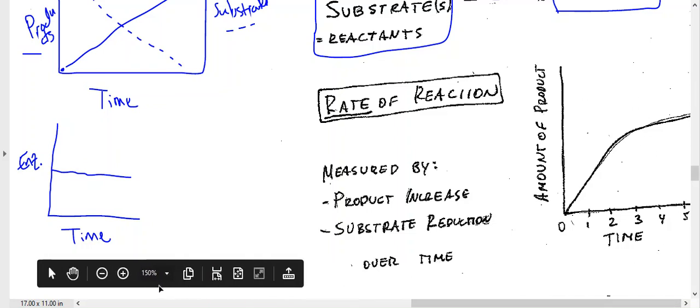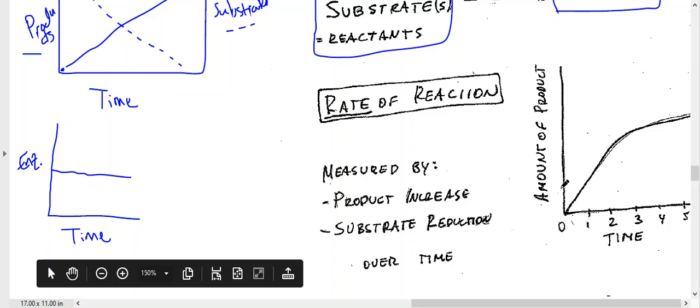Let me just move this. Let's look at how to calculate the rate of reaction, because we are going to do this in the lab next week. So again, you can measure the products, you can measure the substrates. In the lab, we're going to measure the products. In this graph over here, we're going to measure the products.